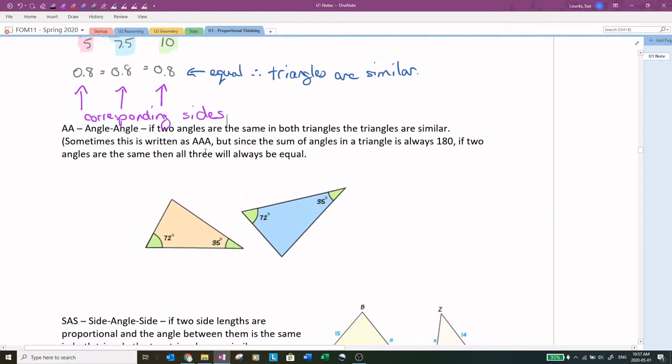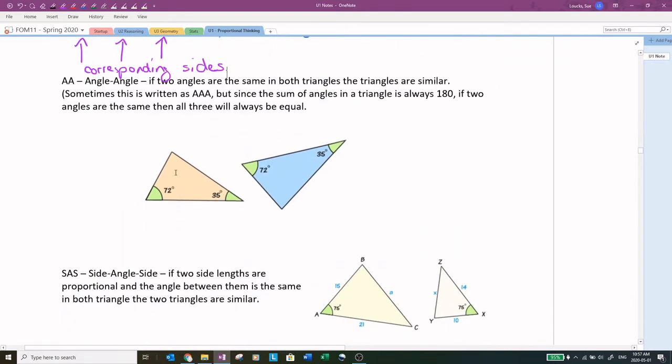Second way is angle, angle. If two angles are the same in both triangles, the triangles are similar. Sometimes this is written as AAA, saying that all three angles are the same, but you only need two of them the same because then the third one is forced to be the same.